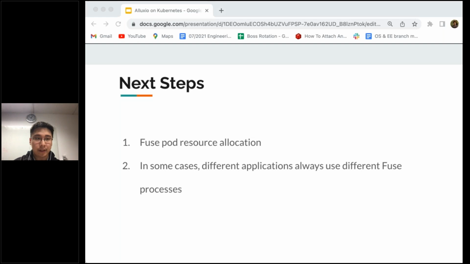Second, in some cases, different applications should use different Fuse processes. That's basically because of the same reason, that applications need different resources, and we want to give different processes to them.